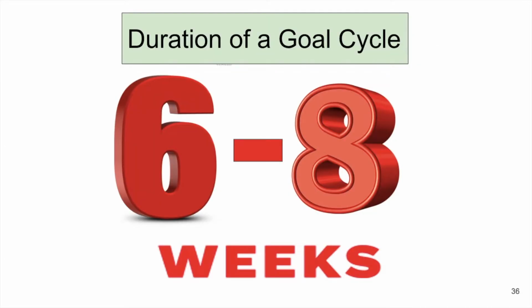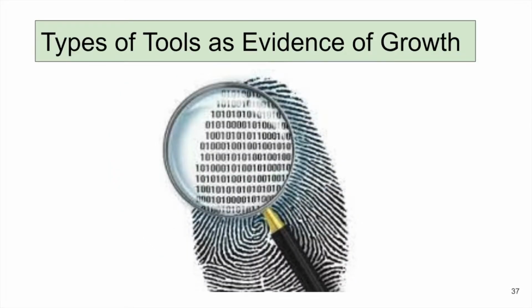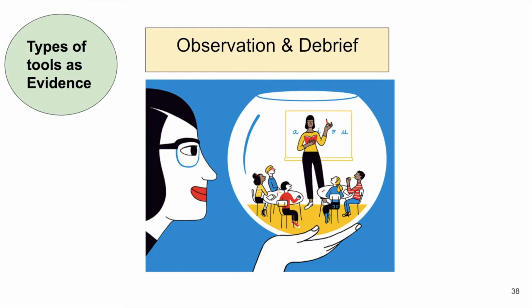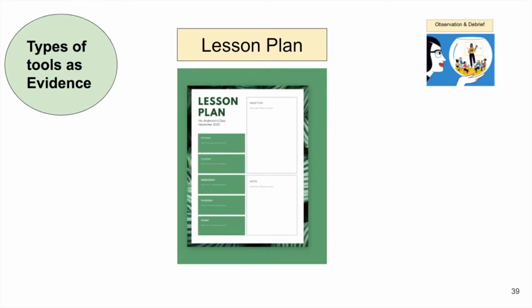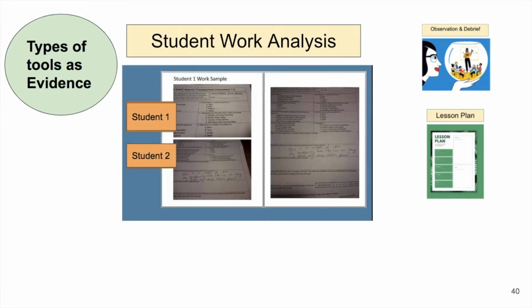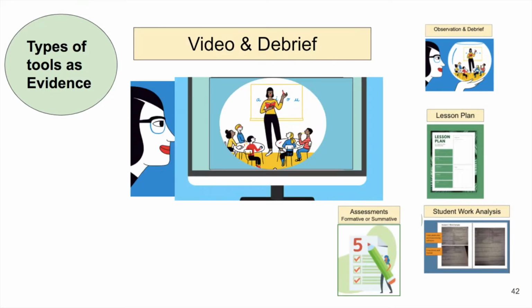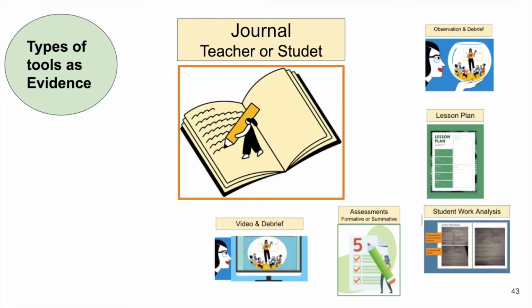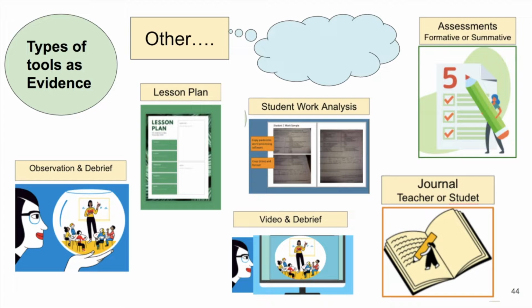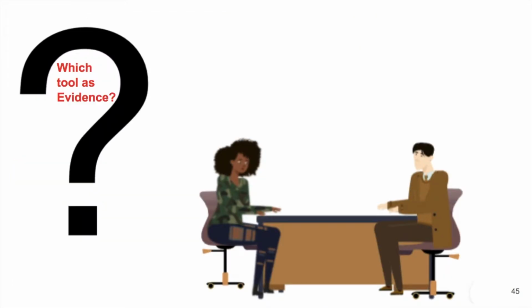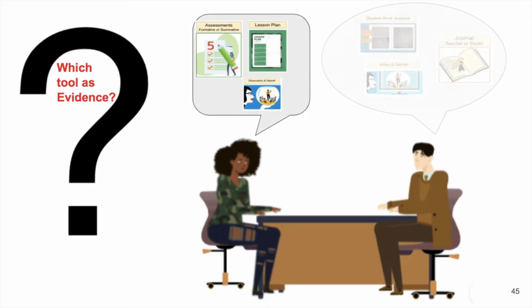A full cycle is about 6 to 8 weeks. As the work is being done, you will collect evidence. The evidence collected can be in the form of the following tools: observation notes and debrief, lesson or unit plans, student work analysis, assessments, video clips and debrief, journal, just to name a few. Begin to think about which type of evidence or tool makes the most sense for the goal.